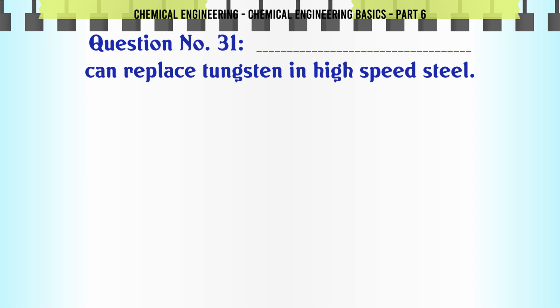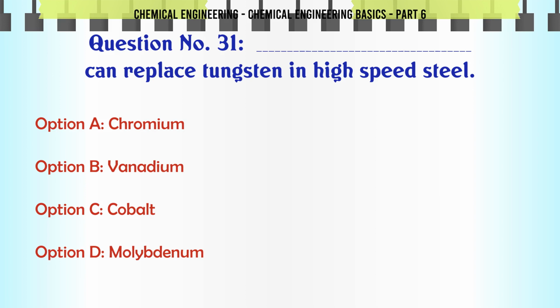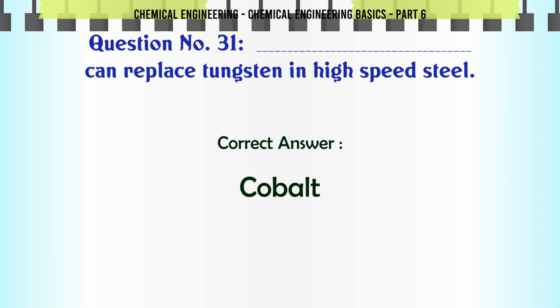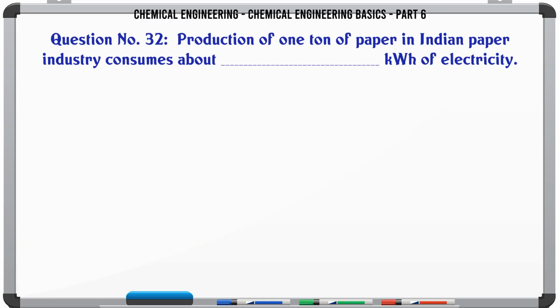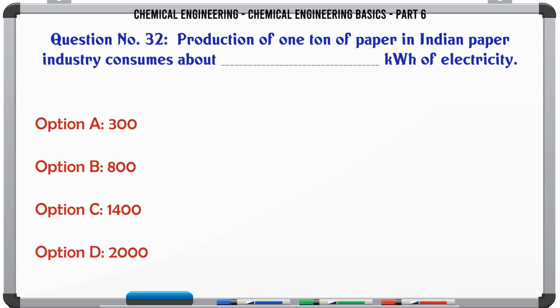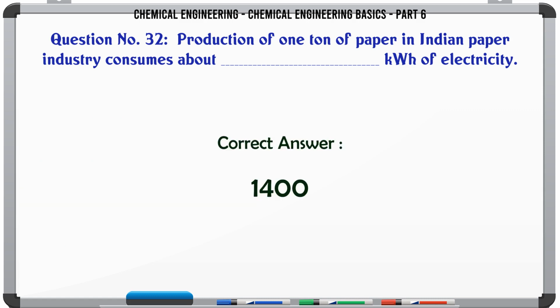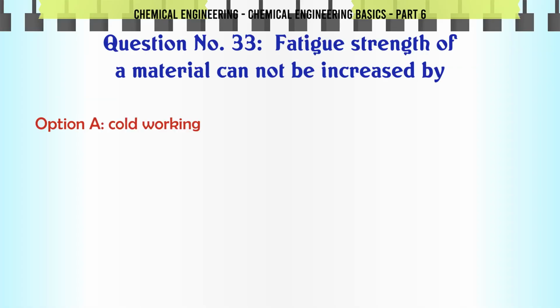Which can replace tungsten in high-speed steel? A. Chromium. B. Vanadium. C. Cobalt. D. Molybdenum. The correct answer is cobalt. Production of 1 ton of paper in the Indian paper industry consumes about blank kWh of electricity. A. 300. B. 800. C. 1400. D. 2000. The correct answer is 1400.